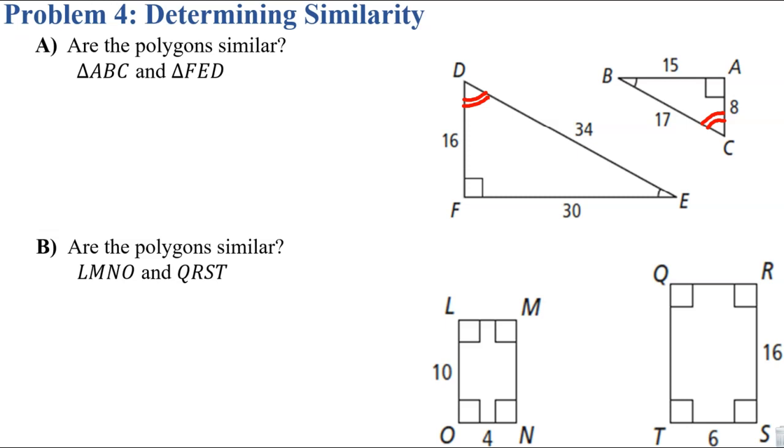What I want to check next are the corresponding sides. So for example, if we start off with the smaller sides and look at DF over CA, okay, DF over CA is equal to 16 over 8, which reduces down to just 2. What I need to check and see then is that if my other sets of corresponding sides reduce to the same thing. So let's look at the medium sides next, FE and AB.